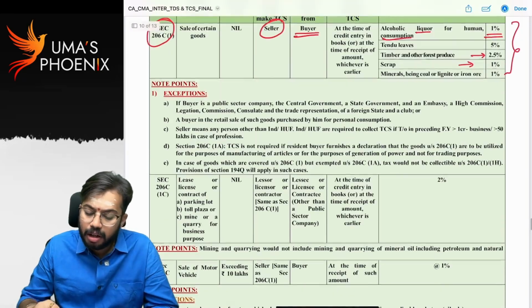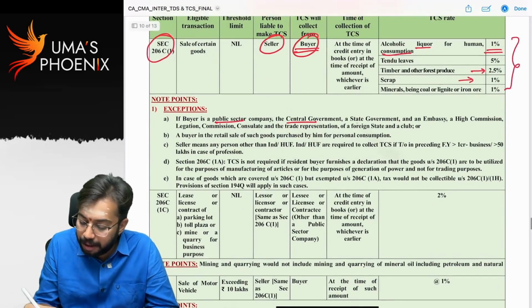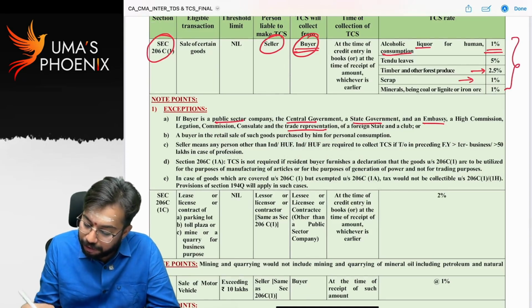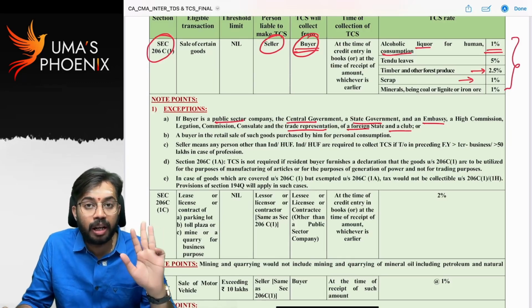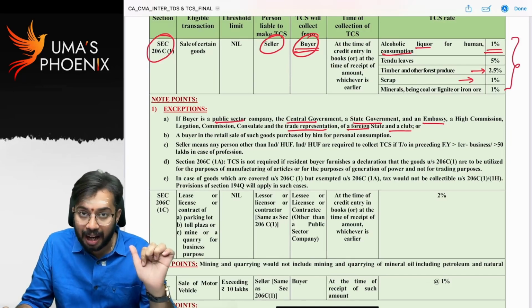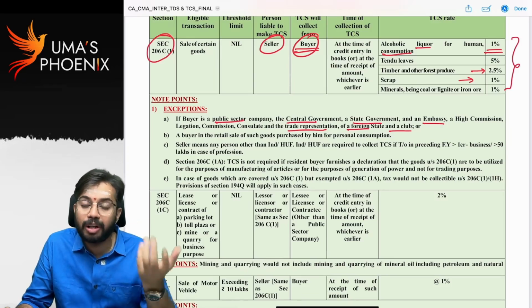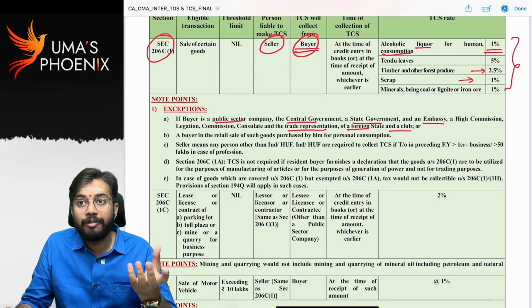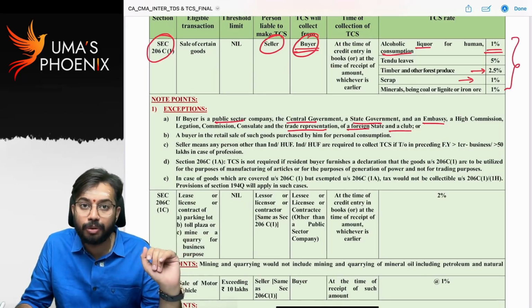Next. See here, buyer is there, right? If the buyer is a public sector company, central government, state government, embassy, high commission, legation, consulate and trade representation of a foreign state, and a club. Simple. Under section 206C1, whatever goods are there, alcoholic liquor for human consumption, tendu leaves, minerals, scrap, forest produce, timber, if these goods are purchased by a public sector company or central government or state government or any foreign embassy, then TCS is not required to be collected under section 206C1.